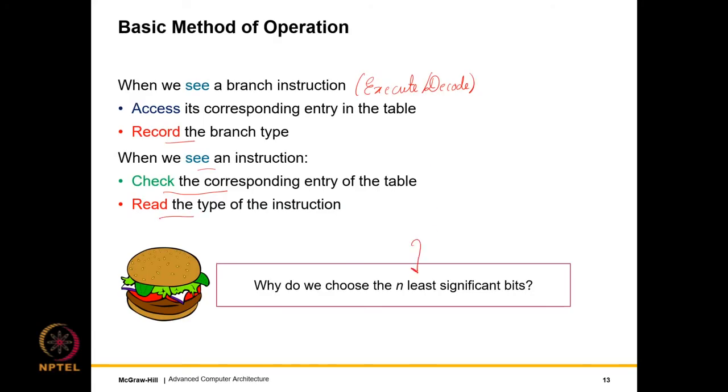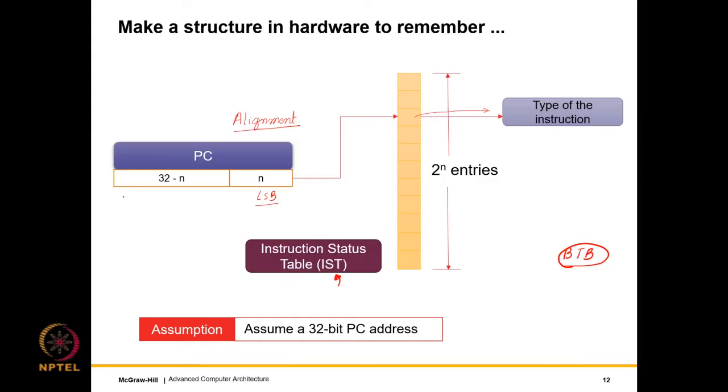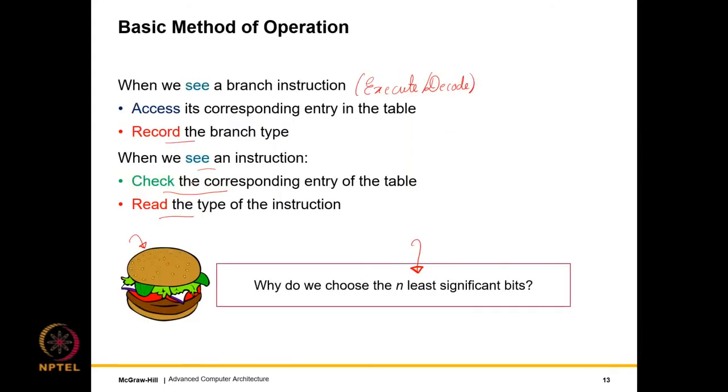So the question now arises, and you'll have many of these food for thought questions throughout the discussion: why do we choose the n least significant bits, and why not, let's say, the n most significant bits, or maybe n bits in the middle? This has something to do with what is called aliasing, which we will discuss in the next few slides.